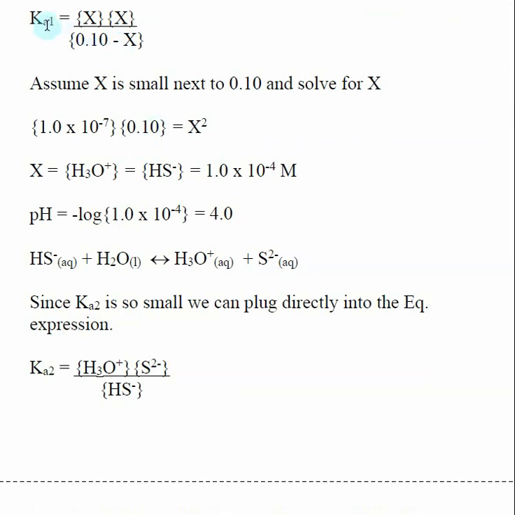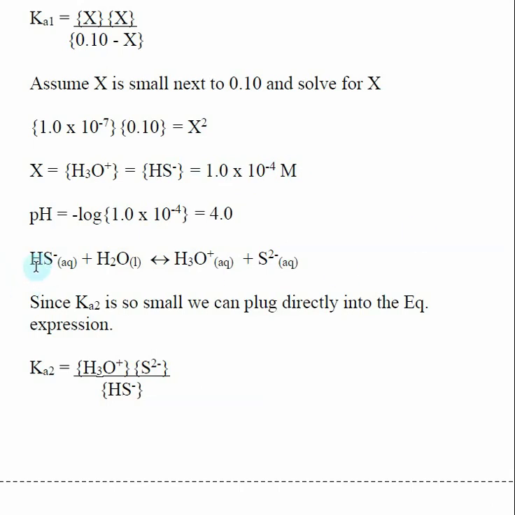So here we insert Ka. We assume X is small, so Ka times 0.1, and then these two combine together to make X squared. If we calculate X, that's going to be equal to our concentration of hydronium and our concentration of HS-, which is 1.0 times 10 to the minus fourth.